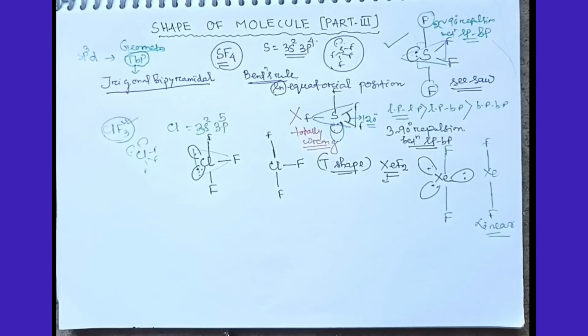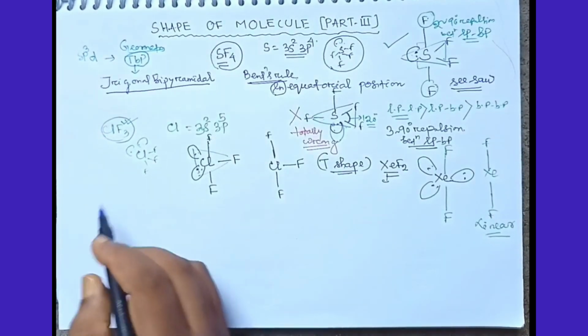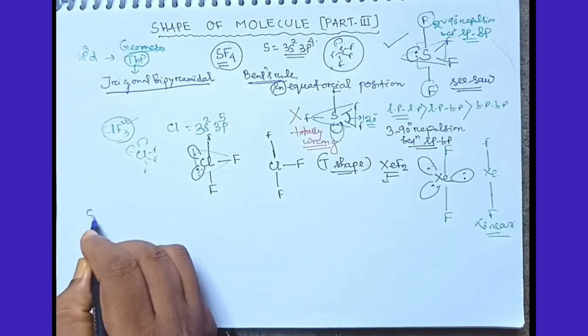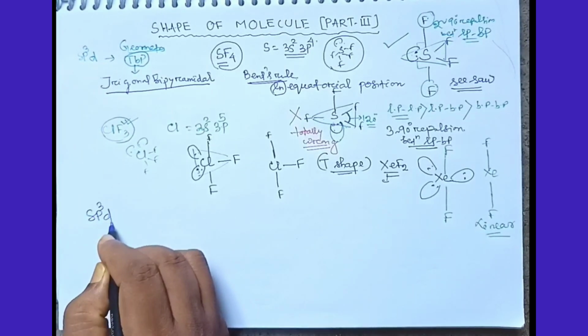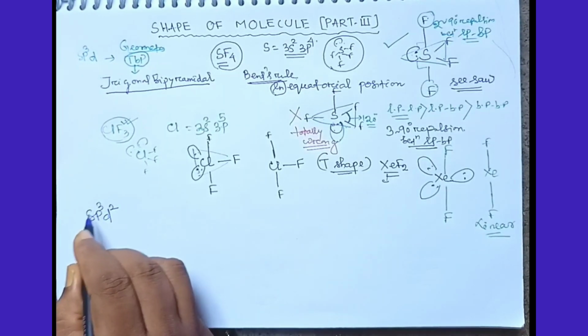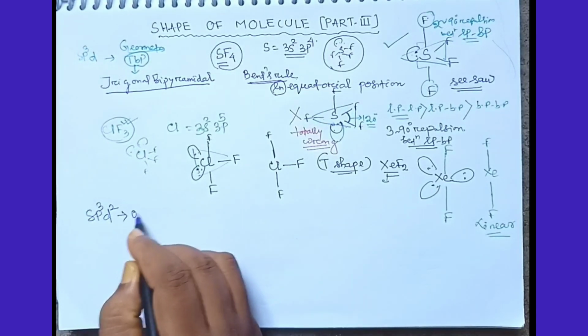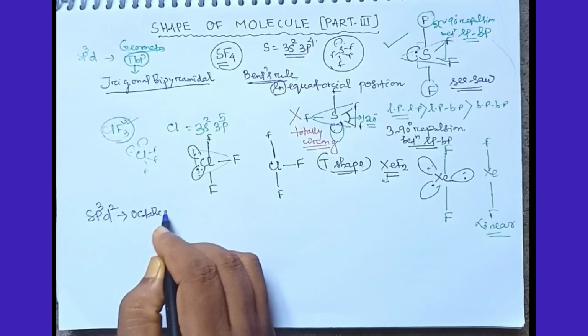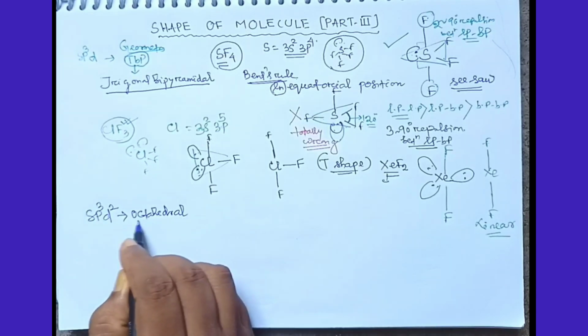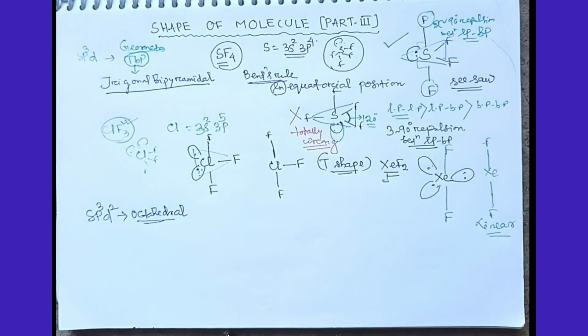Now we will switch over to the octahedral part. If the hybridization is sp3d2, 1, 2, 3, 4, 5, 6, then the geometry will be octahedral.